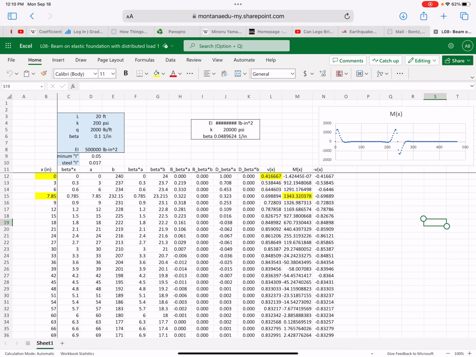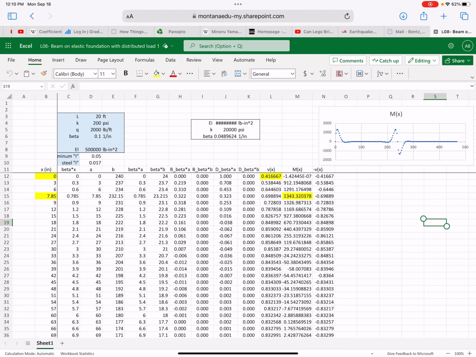If we go back to the original 200 psi, 0.1, we've seen what happens if we decrease beta. If we increase it, that would represent a beam that is more flexible with respect to the foundation than what we looked at. So let's say we double it and bring it to 0.2. The magnitude of the moment has decreased, and also the distance over which you have significant moment has decreased within the beam, right?